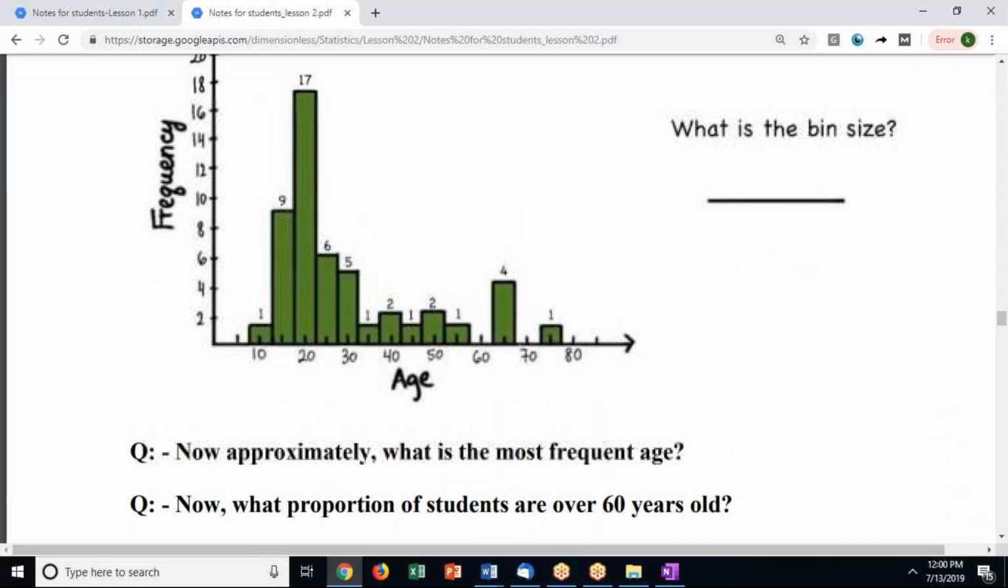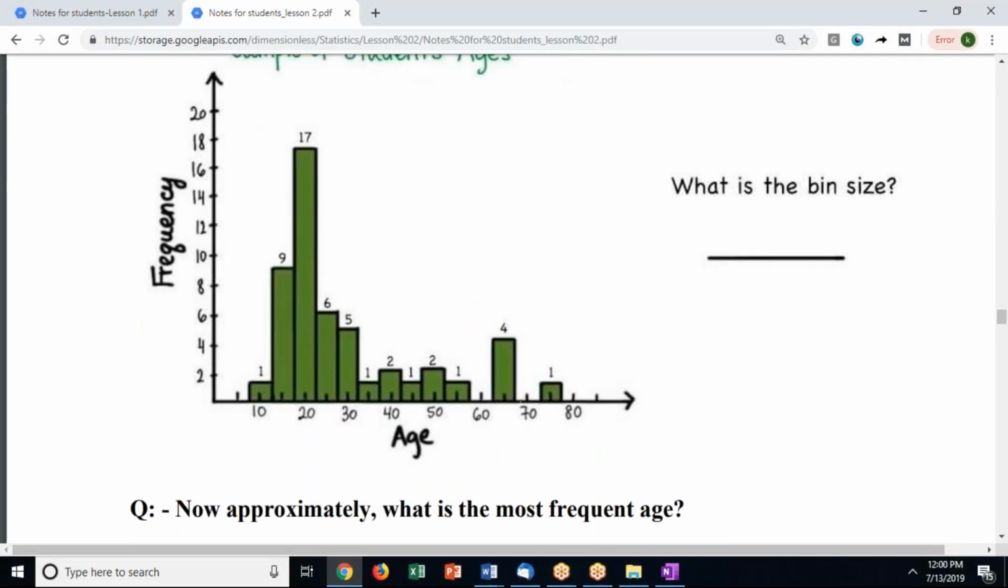What proportion of students are over 60 years old? Quickly, 10 seconds for this.